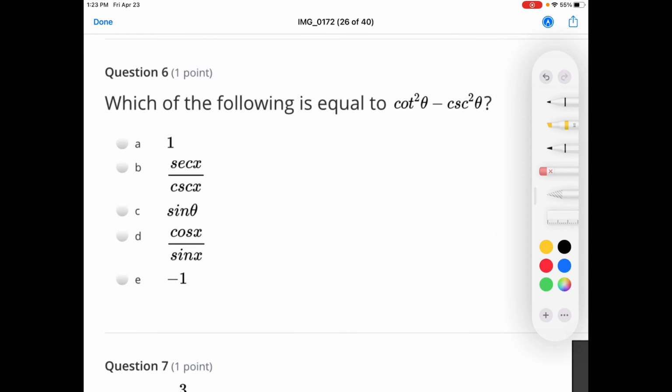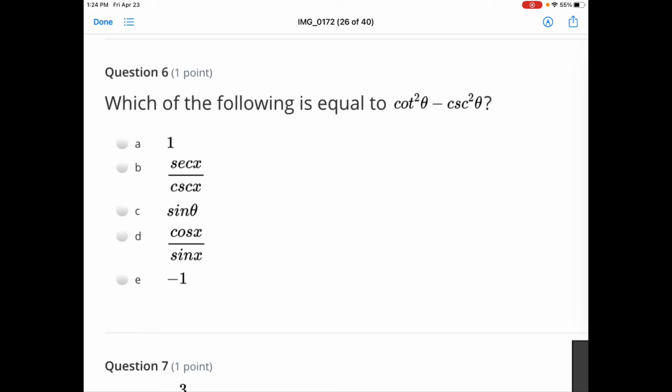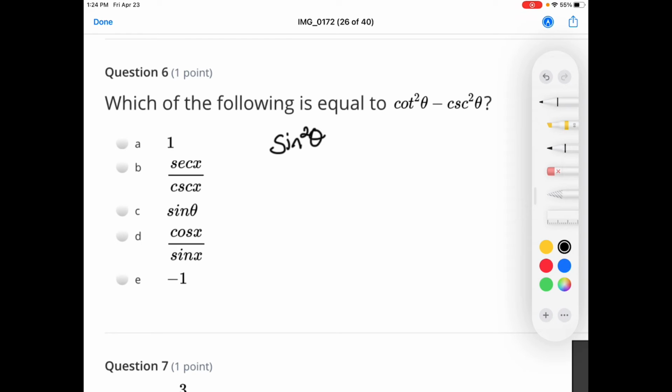Okay, let's look at number 6. We have cotangent squared minus cosecant squared. Sine squared over, nope, I'm sorry. Cotangent squared is cosine squared over sine squared, minus cosecant squared, which is 1 over sine squared.